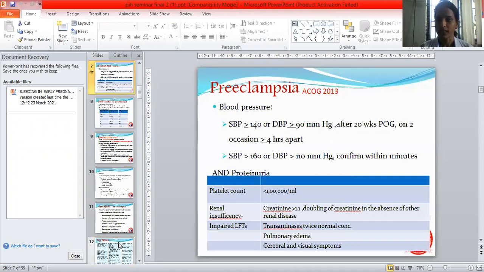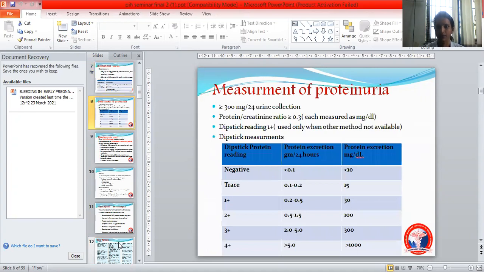So if it is more than 70, then it is considered to be abnormal. Or if there is a pulmonary edema, or if the patient complains of cerebral and visual symptoms, then all these will categorize the preeclamptic picture to be very severe. Otherwise, in the absence of these features, it is called non-severe preeclampsia.